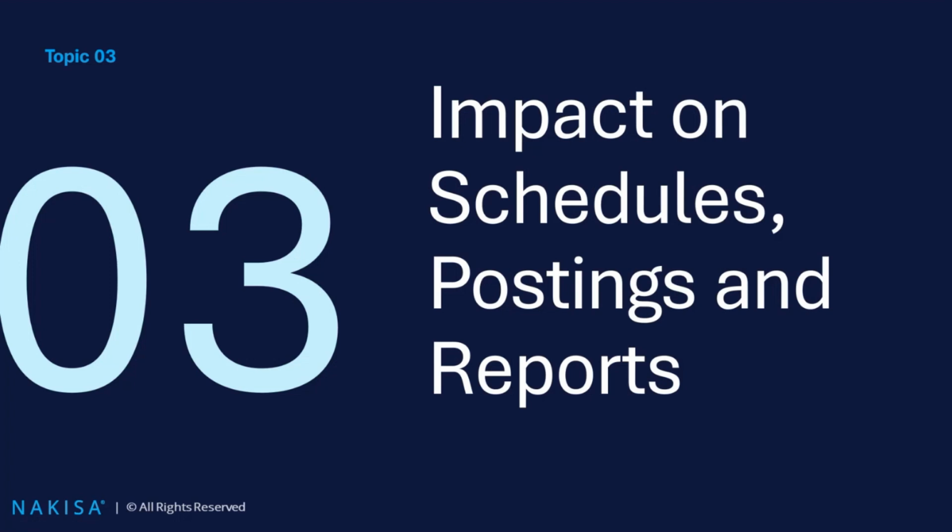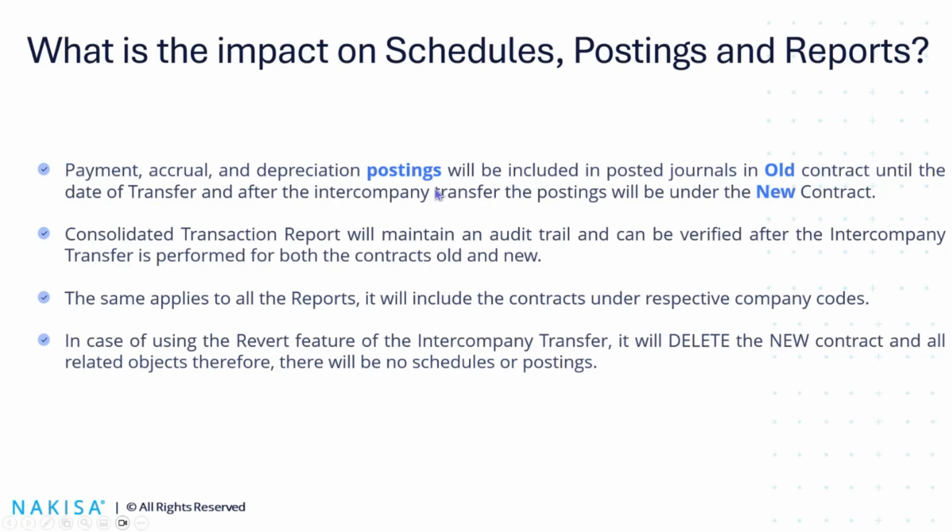Next is the impact on the schedules, postings, and reports. I've already showed you the schedule and the postings. Basically, all the postings that are in the old contract before it gets transferred out to the new company code will remain in the same company code when you are running your CTR reports and your other disclosure reports as well. And all the new postings will be shown under the new contract and the new company code. The same applies for the CTR report and the reports in general as well.